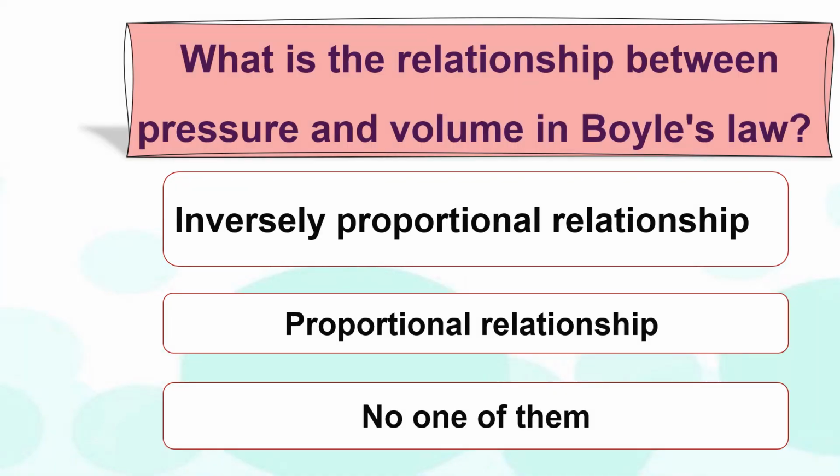What is the relationship between pressure and volume in Boyle's law? Inversely proportional relationship, proportional relationship, or none of them. The relationship between pressure and volume is inverse, so we notice that the variables change in opposite ways. If pressure increases, the volume decreases. If pressure decreases, the volume increases.